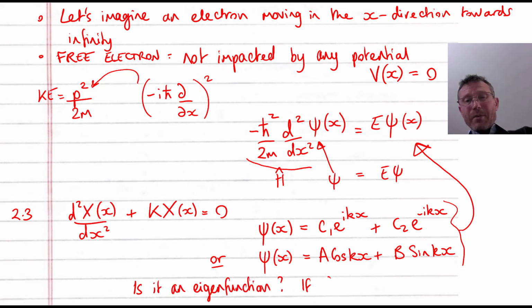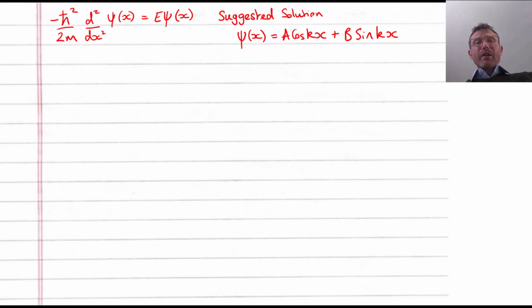And if so, what is the eigenvalue? Okay, let's take a look at that next. So let's try one of those suggested solutions, and we'll operate on it with this Hamiltonian operator. What do we get when we operate on it?